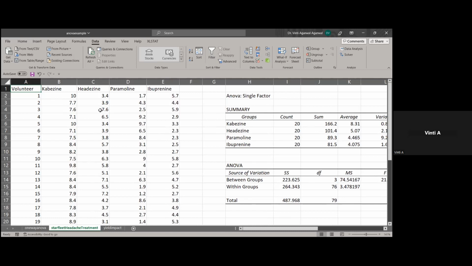I really want to see whether there is a significant difference between any of these drug treatments. And then, of course, I will see which one is better than the other. So in Excel, I have not gone through Stata, since all of you have access to Excel.